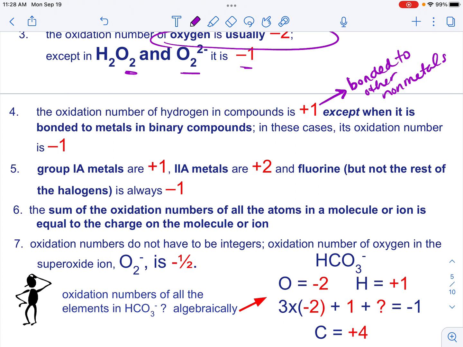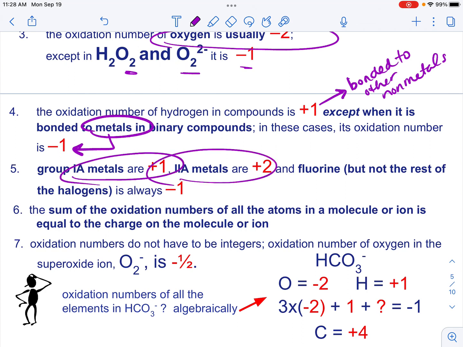But if it's bonded to a metal, then it is more electronegative, and hydrogen will be -1 because the metal will have to be positive. The ones that you know from the periodic table that always are true then would be group 1A and group 2A, and fluorine only would be -1, not the rest of the halogens.